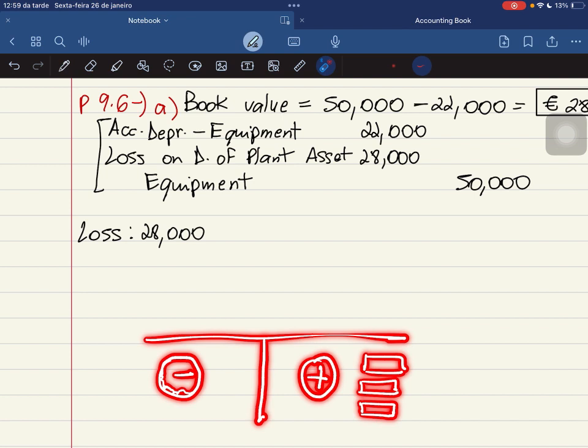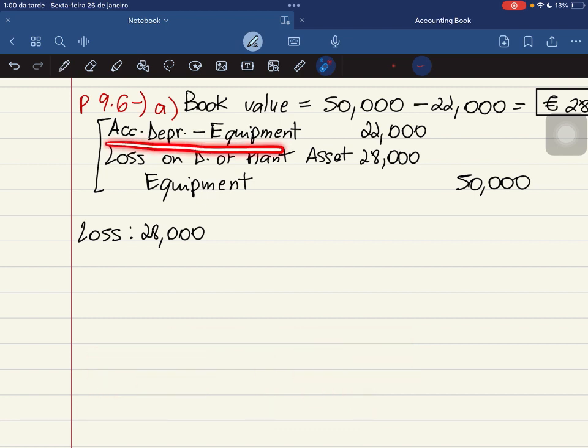But now I am scrapping it, I'm throwing it away, or even if I'm selling it, I will no longer have this equipment with me anymore. So I have to get rid of this T account. Since I added on the credit side, I have to debit it in order to cancel everything that was written on the credit side. And this is the reason why we debit accumulated depreciation equipment. The position of this account will be the same whether you are scrapping it or selling it, for the same reason.